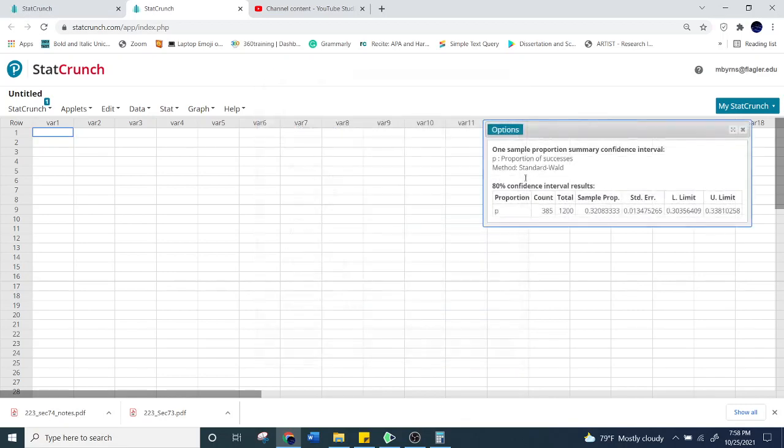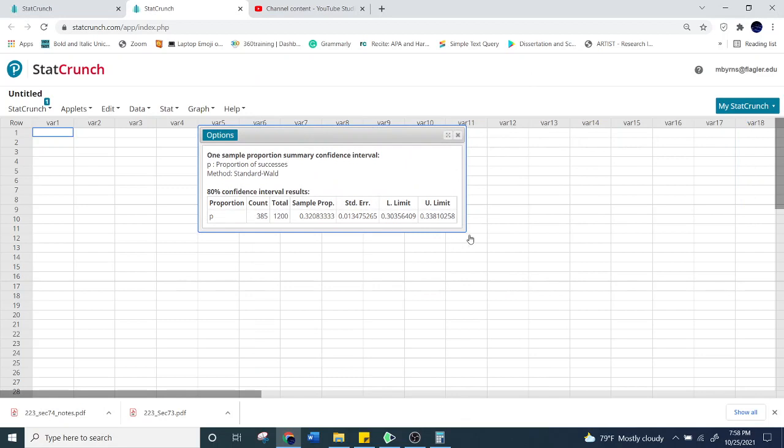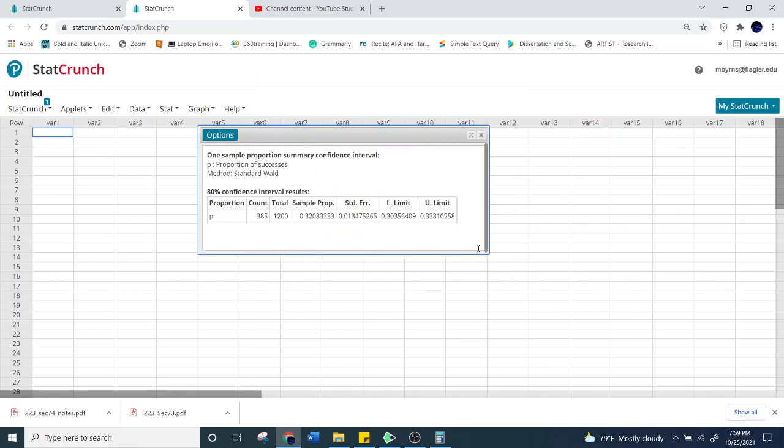I'm going to click on compute. Okay, here it is. So I want you to write these numbers in the table that follows on the next page. So an 80% confidence interval for this particular sample. The lower bound is right here, your lower limit. And your upper limit is what you want to focus on. So your lower limit, I'm going to use 4 decimals to write this out, is 0.3036.